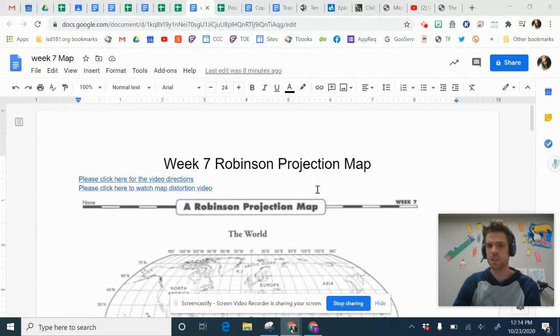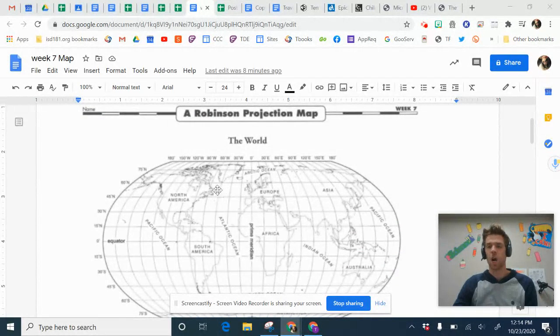Now, it's called a projection map because we are taking the round globe of the Earth and putting it on a flat sheet of paper. So we need to project the globe, continents, and oceans onto a flat map. How do we do that? Well, simply we take the sphere of the Earth and we wrap paper around the sphere. And then you project the different points onto the paper, and then you unroll the paper from around the globe, and you have the projection map.